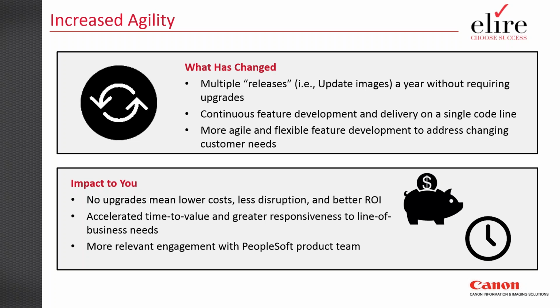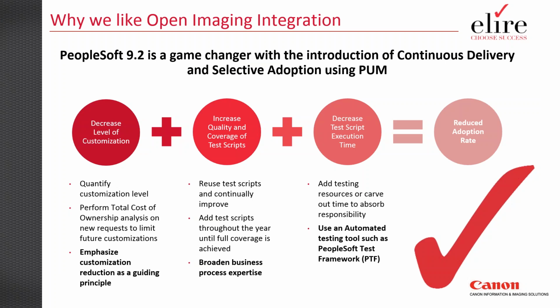And one of the reasons that the Canon solution that we're going to be talking about today is so great is it actually has a very low impact on your PUM process because it uses a set of delivered web services that Joe's going to be talking about in a little bit here. So why we like the open imaging integration? As I said, it's all about reducing your adoption rate.